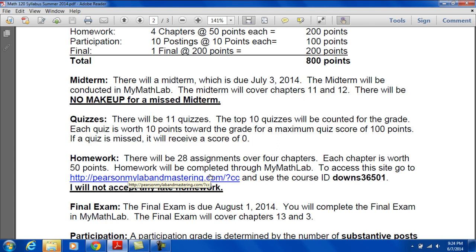So for quizzes, there'll be 11 quizzes. The top 10 of the 11 quizzes will be counted for the grade. Each quiz is worth 10 points toward the grade for a maximum quiz score of 100 points. If a quiz is missed, it receives a score of 0.